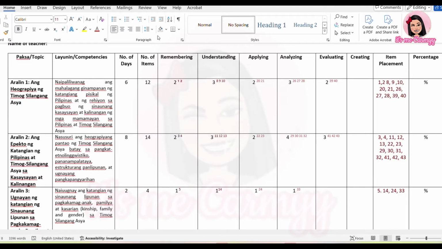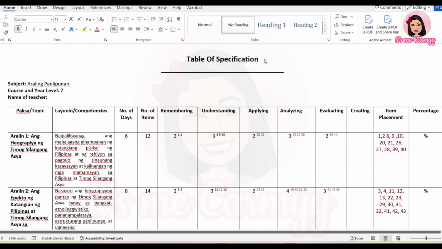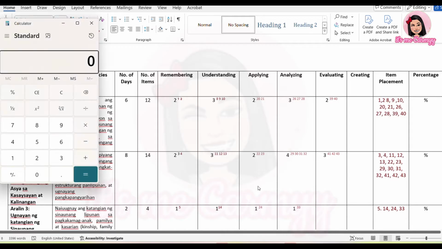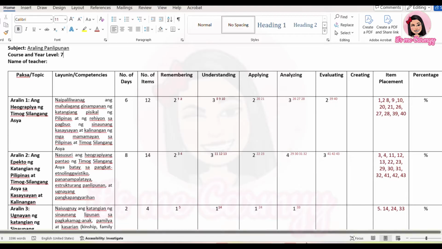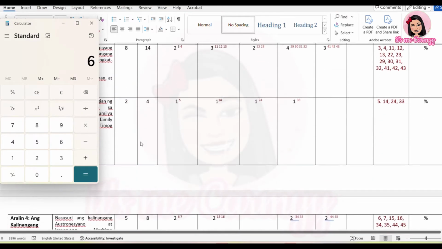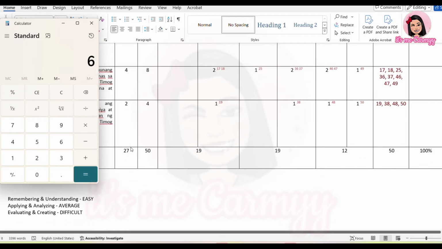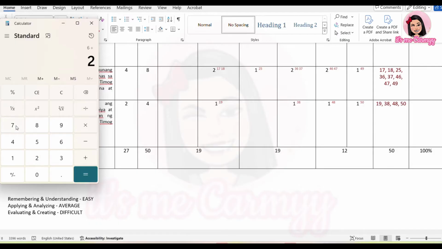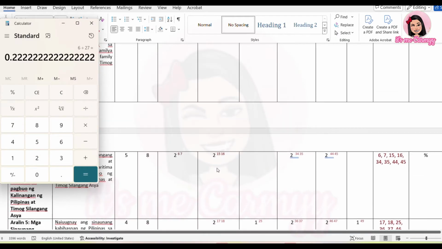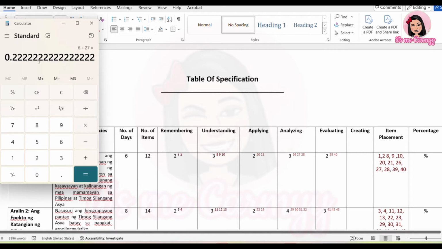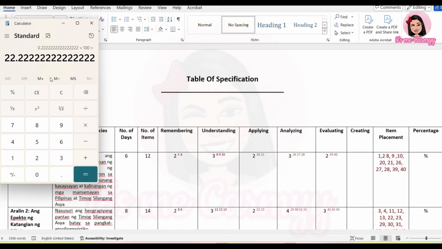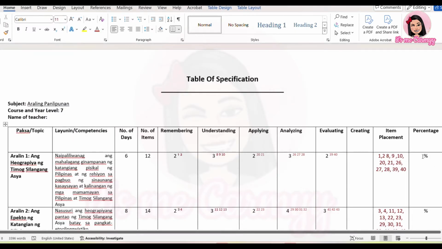So how to compute the percentage in the table of specifications, or the TOS. Number of days, 6. So this is aralin 1. Number of days is 6 days, and the total days taught is 27. So 6 divided by 27 is equal to 0.2, and then multiply by 100. So this is the percentage for aralin 1, 22.